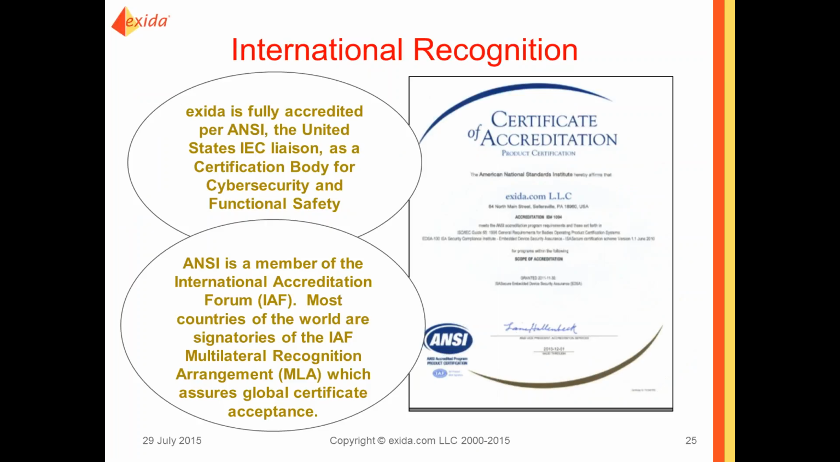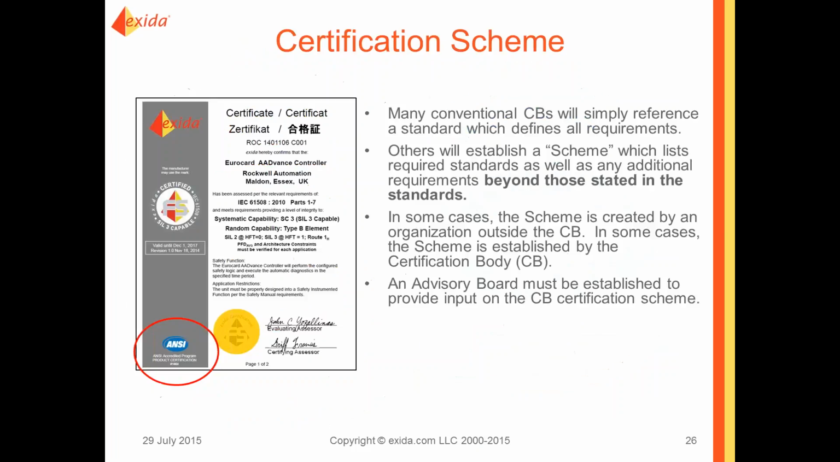For example, exida is accredited by ANSI, which is the U.S. liaison body, and we're accredited as a certified body for cybersecurity and functional safety. ANSI is a member of the International Accreditation Forum, so it has mutual recognition around the world. And not only are we accredited to the certification scheme, the 17065 scheme, but our technical schemes for each of the standards we're certified for are also reviewed and accredited by the certified body. So we have written schemes for 61511, 61508, the things we need to review and how we do that.